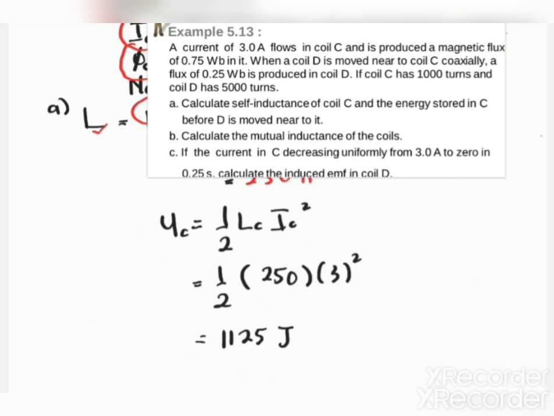To calculate the energy stored in C, we know that the formula for energy stored is half times the self-inductance times the square of the current. We already calculated the self-inductance for coil C and we also have the current flowing through the same coil. Therefore, by substituting the values, half times 250 times 3 squared, we get the energy stored in coil C as 1125 joule.